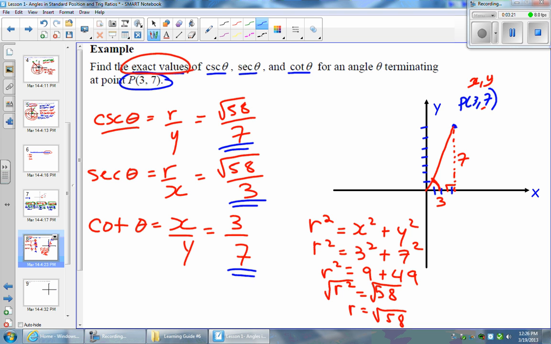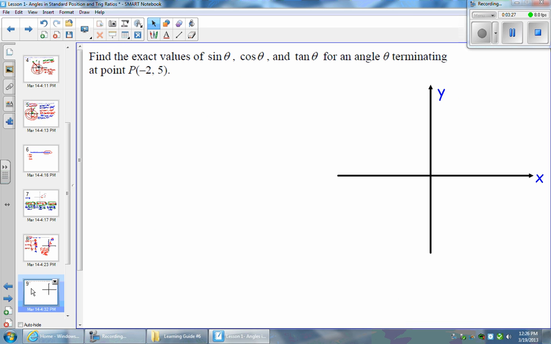Okay. All right, so let's take a look at another question here. It says, find the exact values of sine theta, cosine theta, and tan theta. So this time we're going to find the primary trig ratios for an angle theta terminating in point (-2, 5). So like in the last example, the first thing you want to do is plot that point and find out which quadrant it terminates in. So we're going in the negative direction, -2, and we're going to go 5 up. So 1, 2, 3, 4, 5. So our point is going to be approximately right there. So (-2, 5).